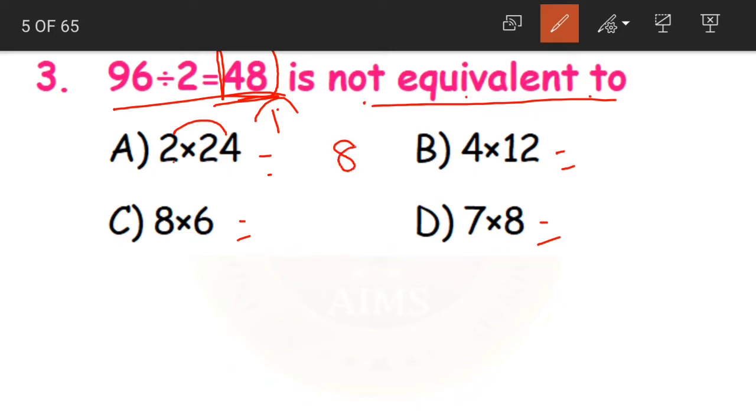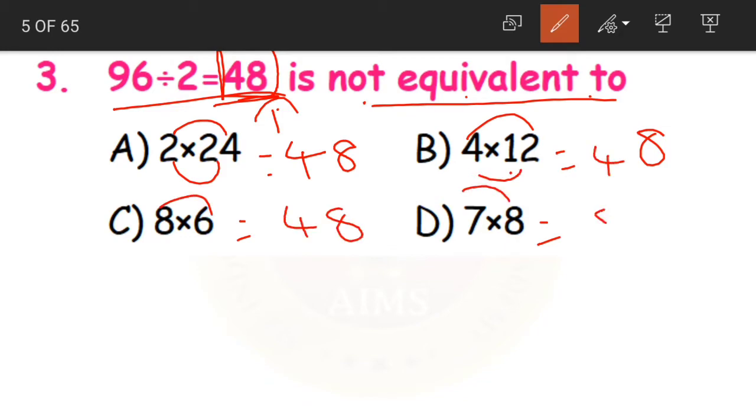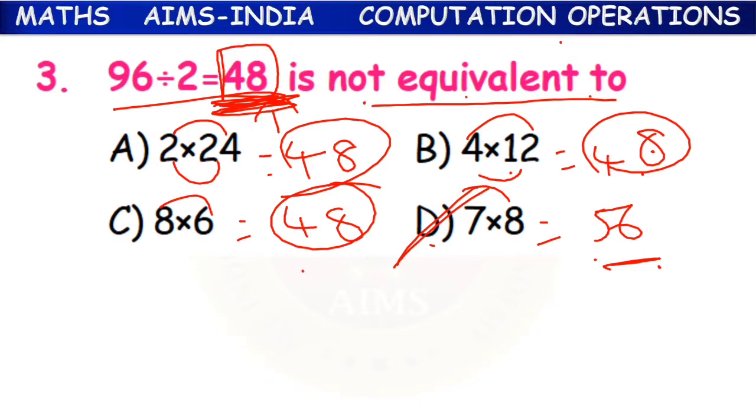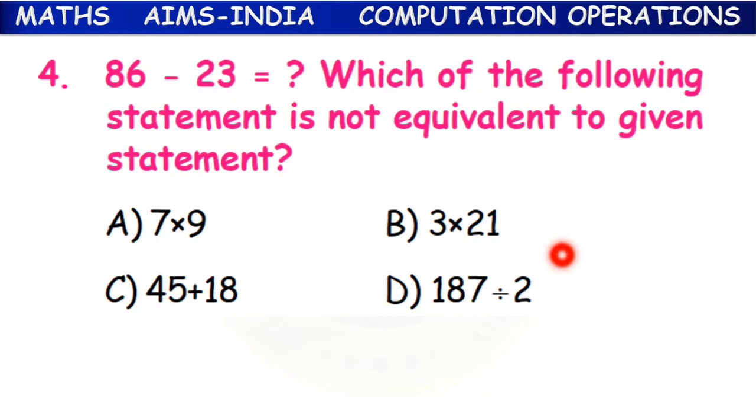2 4s are 8, 2 2s are 4. Here again 4 2s are 8, 4 1s are 4. 6 8s are 48, 7 8s are 56. If you observe, option A, B and C have 48 as their answers, but option D has 56. It is not equal to 48. So option D will be our correct answer. Clear children?